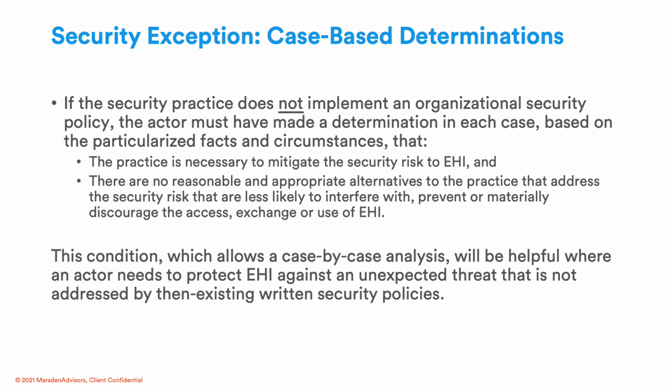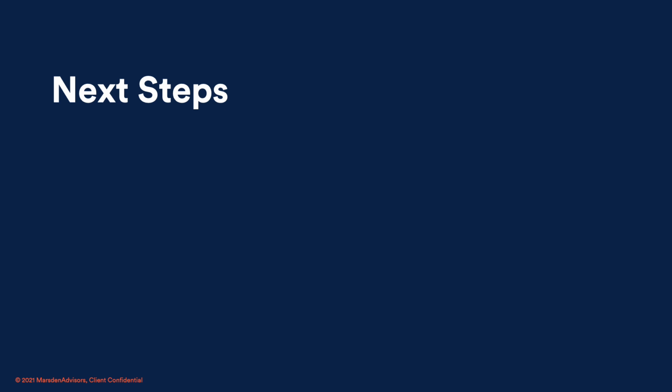We do recommend having an organizational security policy as addressed on the previous slide, but if you have to use a case-based determination, make sure that you have appropriate concurrent documentation to support your blocking of the information flow in case you need it for an investigation. So that's it for our background and exceptions, and we get to move on to the next steps, how you can prepare.